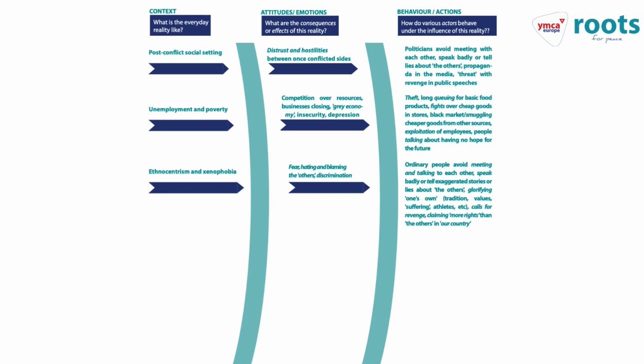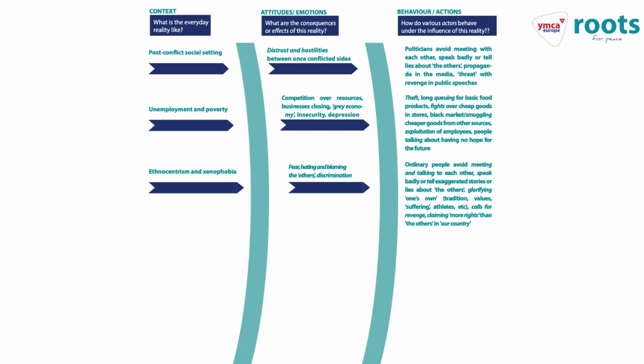During the ethnocentrism and xenophobia stage, the emotions and attitudes include fear, hating and blaming the others, discrimination. At this stage, ordinary people avoid meeting and talking to each other, speak badly or tell exaggerated stories or lies about the others, glorify one's own traditions, values, suffering, athletes, etc., call for revenge, and claim more rights than the others in our country.